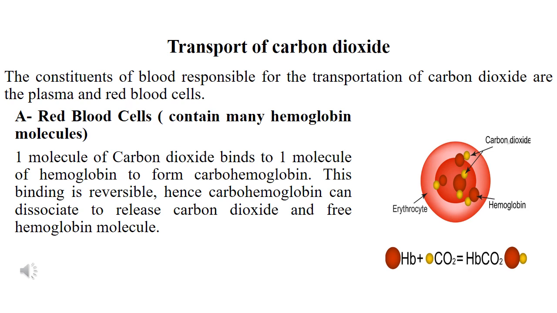Red blood cells contain many hemoglobin molecules. So, one molecule of carbon dioxide binds to one molecule of hemoglobin to form carbohemoglobin. This binding is reversible. Hence, carbohemoglobin can dissociate to release one molecule of carbon dioxide and a free hemoglobin molecule. Can you see the figure? The red colored protein is hemoglobin and the yellow circle represents carbon dioxide. So in this case, carbon dioxide can combine with hemoglobin to form carbohemoglobin.